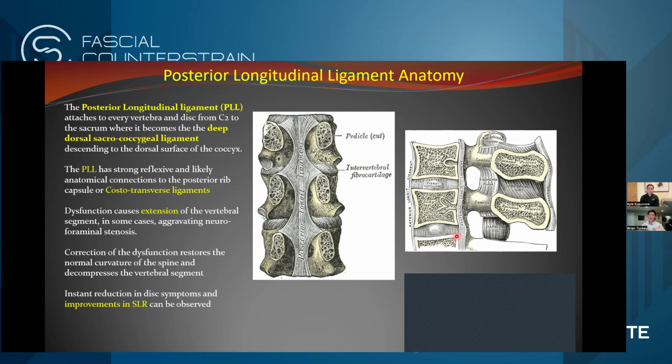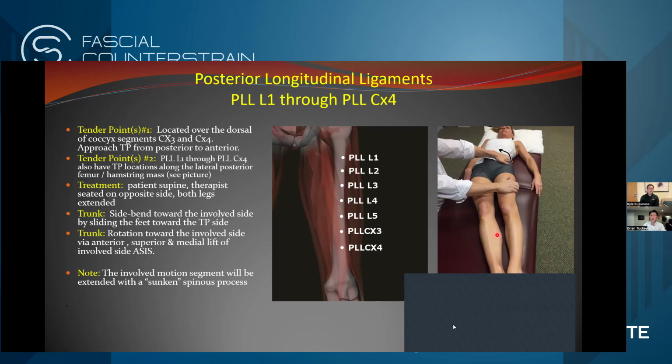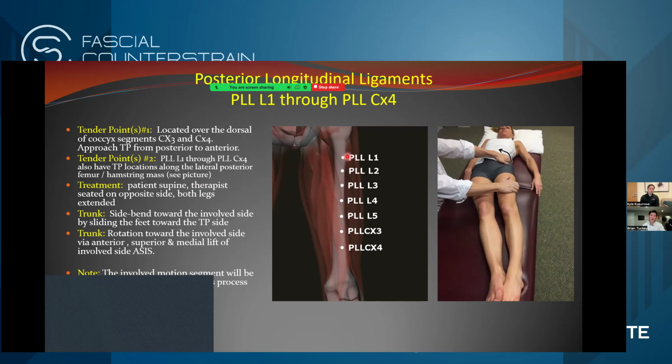So now we want to extend it, to shorten it and drain it. And that is done like this. So these are the lumbar projections, and this is a back view of the right leg. The tender points are on the posterior lateral femur, and this is the corresponding level, if you motion test, up from L1 down to the coccyx.